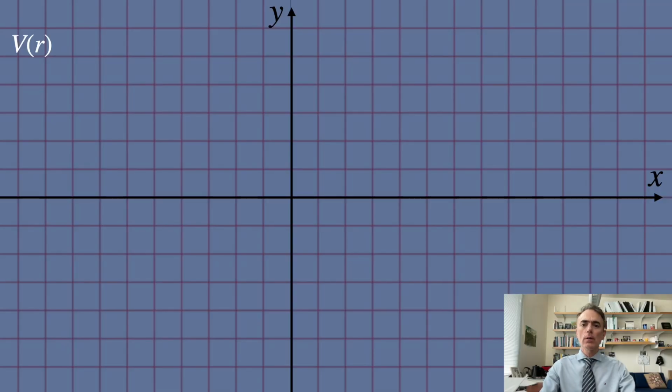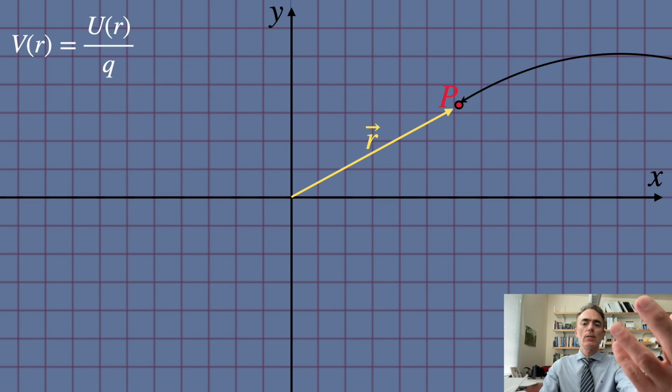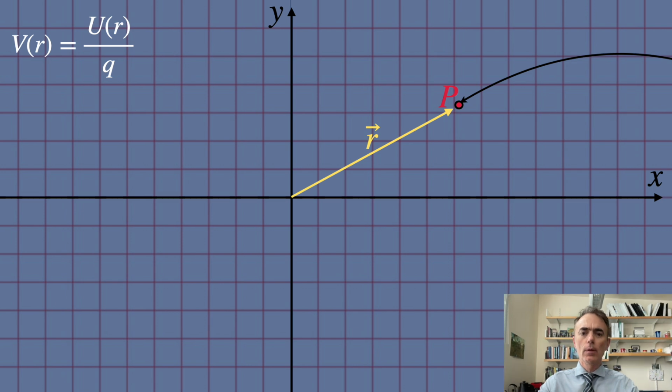Hello! In the previous lesson, we introduced the idea of the electric potential, V. The electric potential at a point is the energy per unit charge that we need to invest to bring an electrical charge from infinity to that point. The electric potential is created by a charge or a distribution of charges and is related to the electric field through the expression E is equal to negative the gradient of the potential.